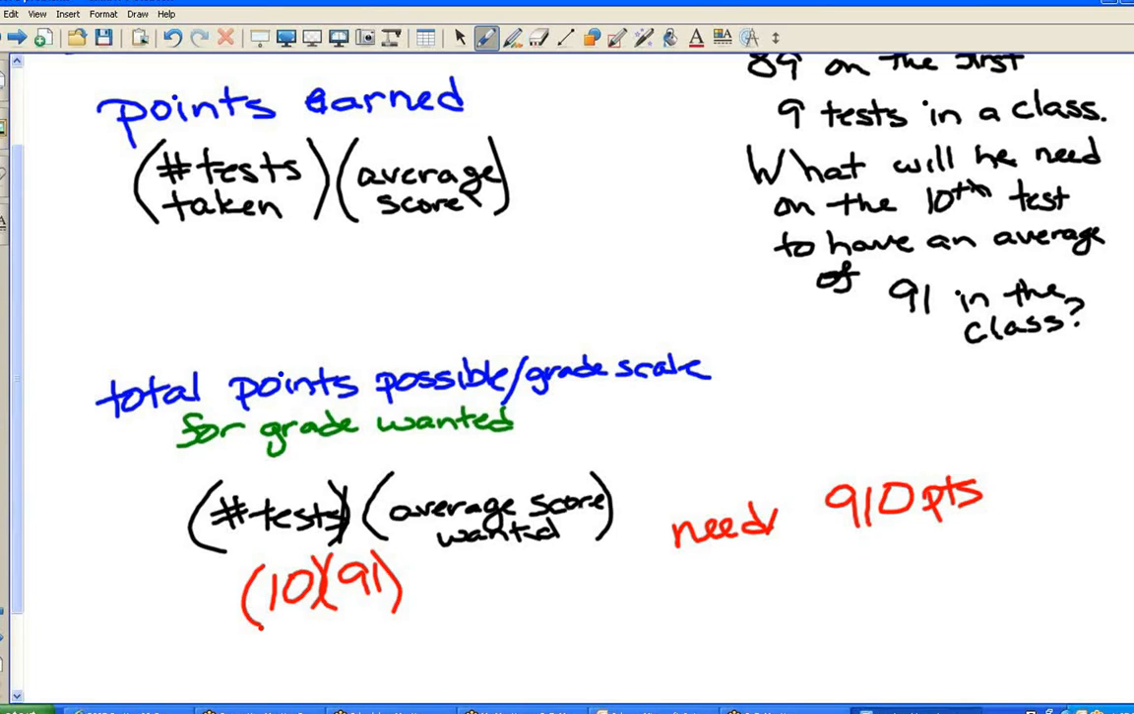Now for this one, if they listed the tests, you could just list the points. This is your total points earned. If they just give you an average, you take the number of tests times the average score. If they give you the list of them, you'd add them all up and see what you have. In this problem, they gave us an average of 89 on 9 tests. Multiplication order doesn't really matter. So he's already earned 801 points.